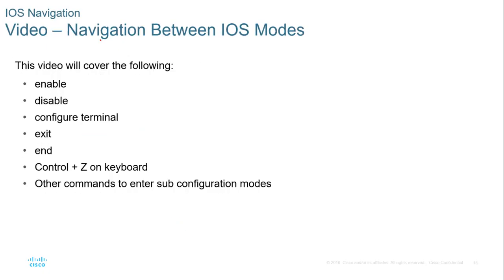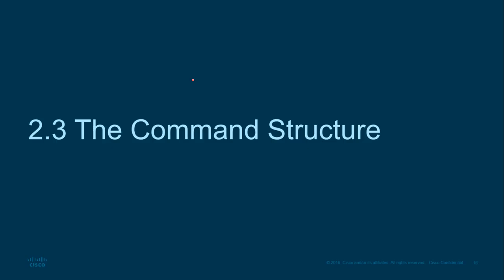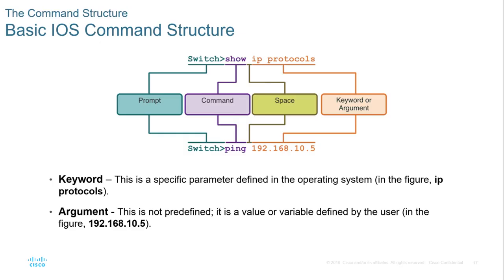And then here is the video. This video will cover the following: how to use enable, disable, configure terminal, exit, then end, then Ctrl Z on a keyboard, and other commands to enter sub-configuration modes. It's a video where you will just watch. The command structure: every time you state a command, there is a structure. For example, we have this command, show IP protocol.